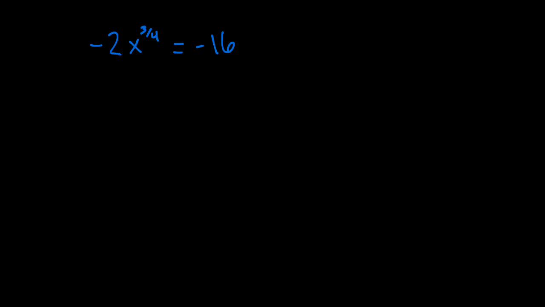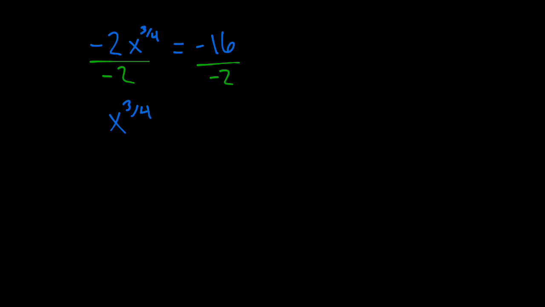Just a reminder what that 3/4 power means. That means that we're raising x to the third, and then we're taking the fourth root of that. Okay, so just keep in mind when we get down to dealing with that. But the first thing we would want to do here is get rid of that times negative 2. So divide both sides by negative 2. Remember, we're just undoing everything that gets done to that x.